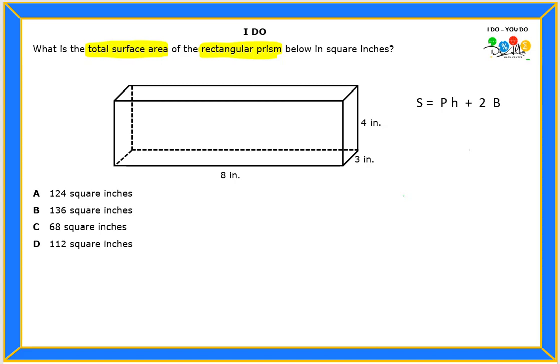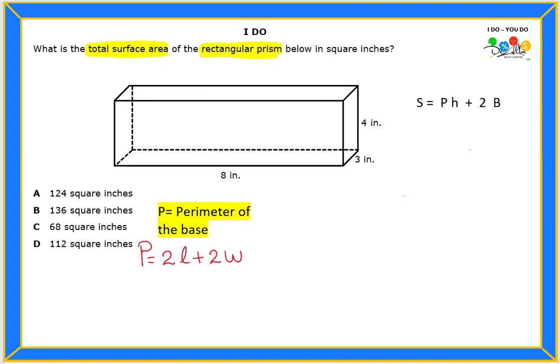Let's start with the perimeter. There are two ways I can find the perimeter of the base. I can add up all the lengths and widths in my rectangle, or I can follow a formula. The formula for perimeter is 2 times the length plus 2 times the width.